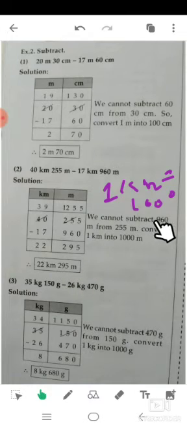We can't subtract 960 meter from 255 meter, so convert 1 kilometer into 1000 meter. Understand? 1 kilometer into 1000 meter.